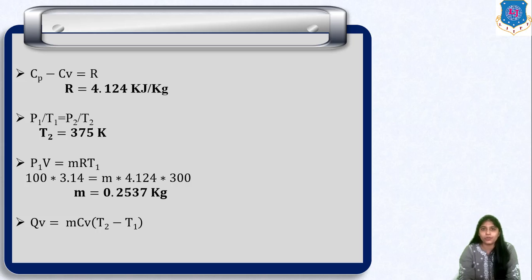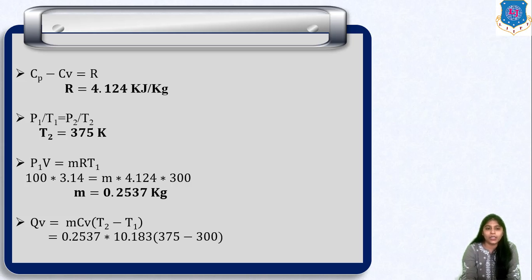So let us substitute these values. The value of mass is 0.2537 kg, Cv is 10.183, T2 is 375 and T1 is 300. So we'll get the heat supplied as 193.83 kilojoule. So this is it.